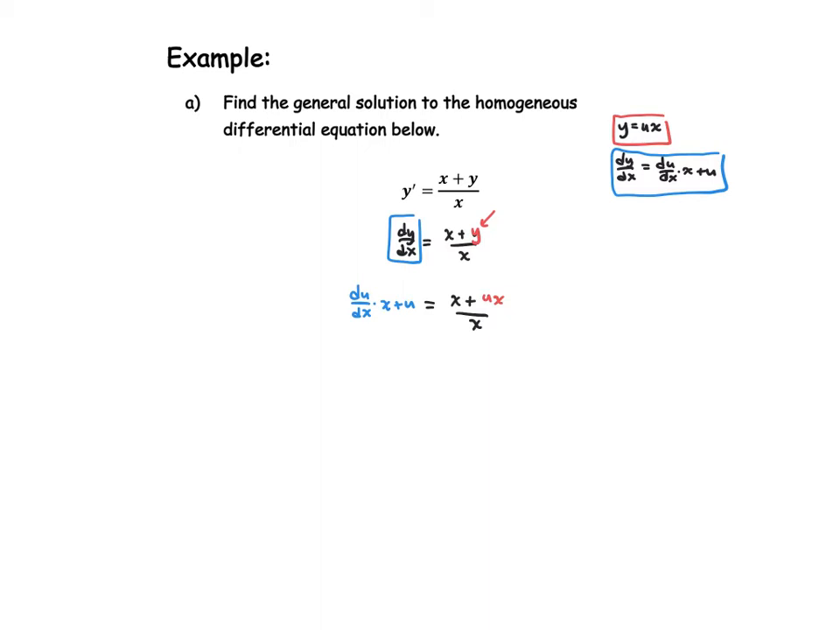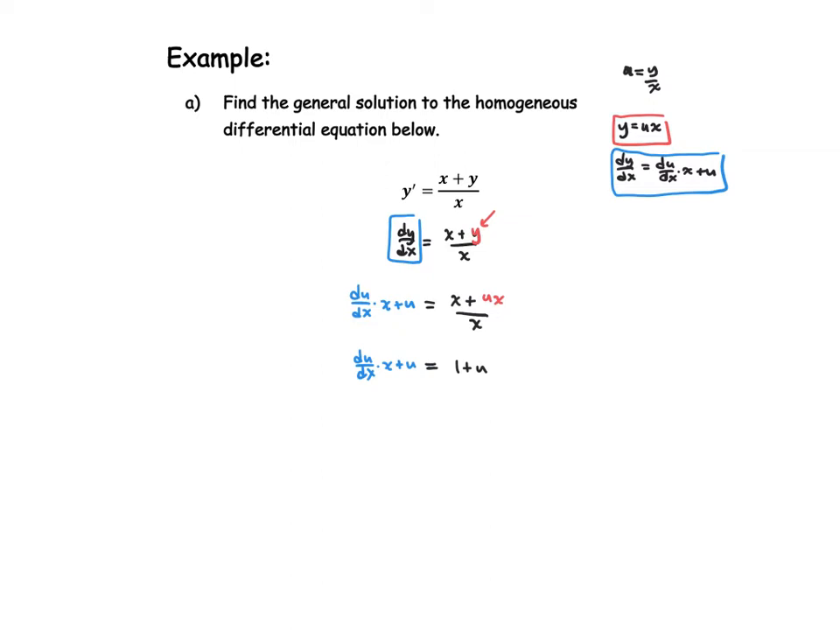I'm going to keep in mind at the very end that u equals y over x when I find my general solution to this differential equation. Now, this will end up being separable in terms of u and x, so check out what I do here. Not a whole lot of change on the left side; I'm just going to leave this as du dx times x plus u. On the right side, I'm going to simplify. I'm going to reduce out an x, which would make this 1 plus u.